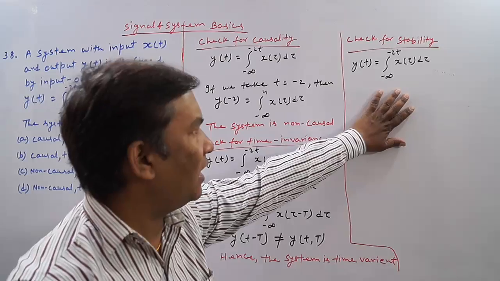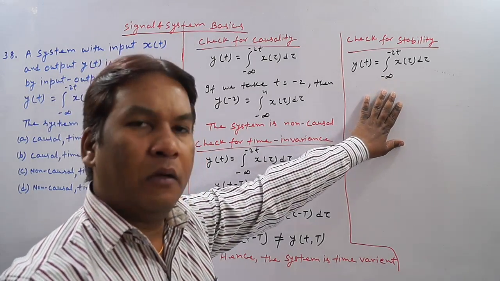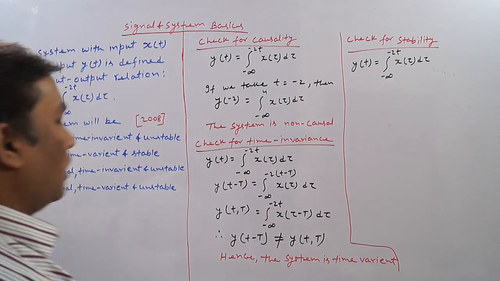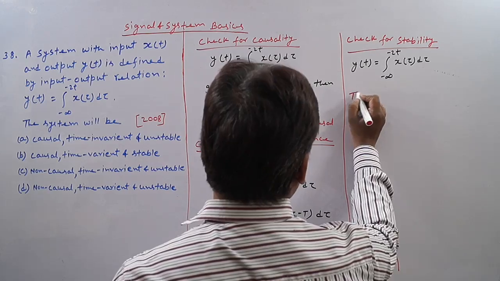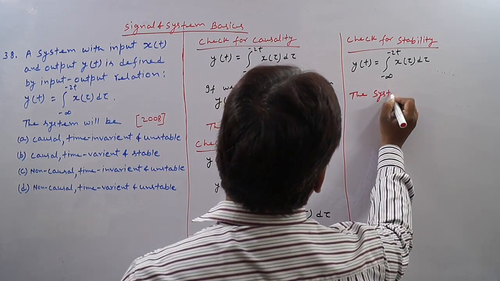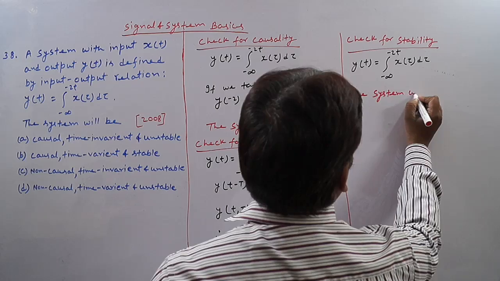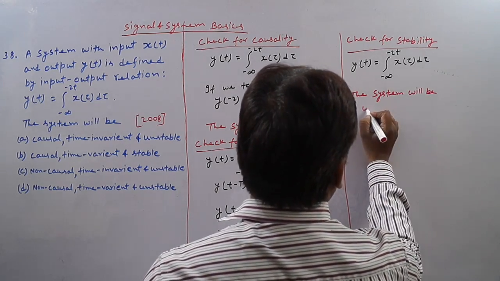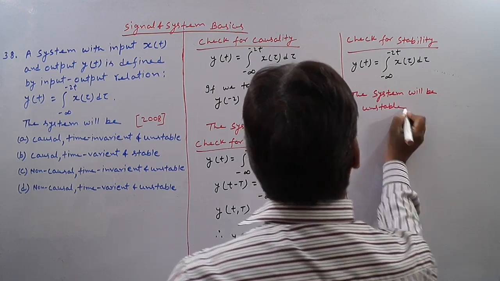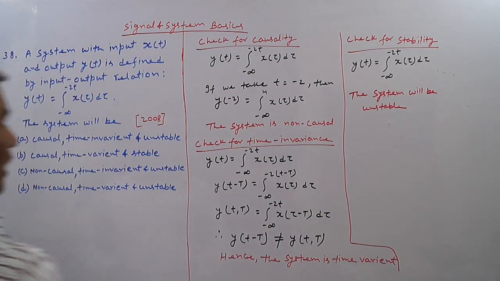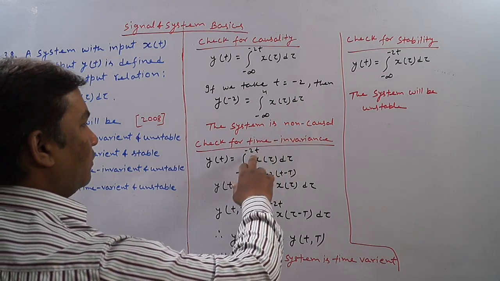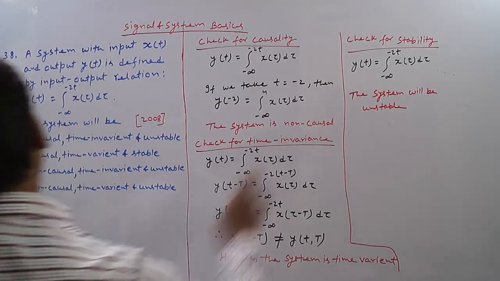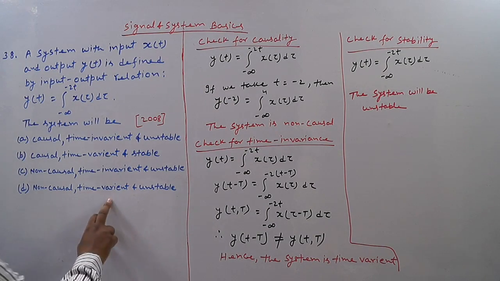So now we can clearly see that the system will not be stable. The system will be unstable. Now let us see which of the given options is correct. The system will be non-causal, time variant and unstable. So option number D is the correct one.